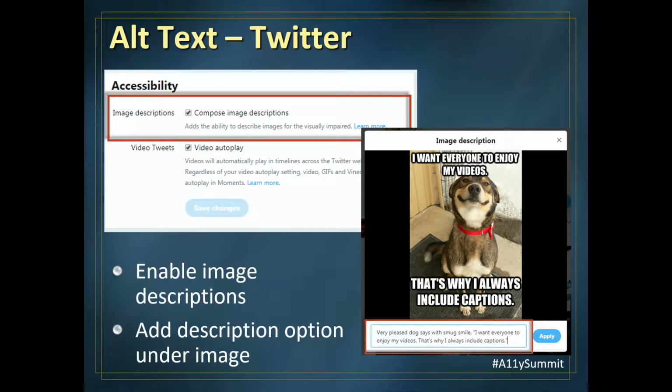Twitter also has an alternative text option. One difference with Twitter is that you actually have to enable image descriptions. It's kind of a one-time thing with your account. Under settings and privacy, you go in and you can enable image descriptions through a check. Once you do that, it will give you the ability to go in and add that alternative text, and then you will be able to add descriptions with your image and provide that information.